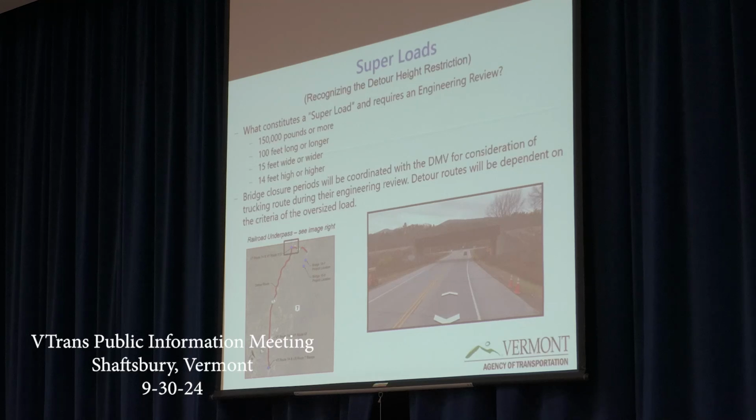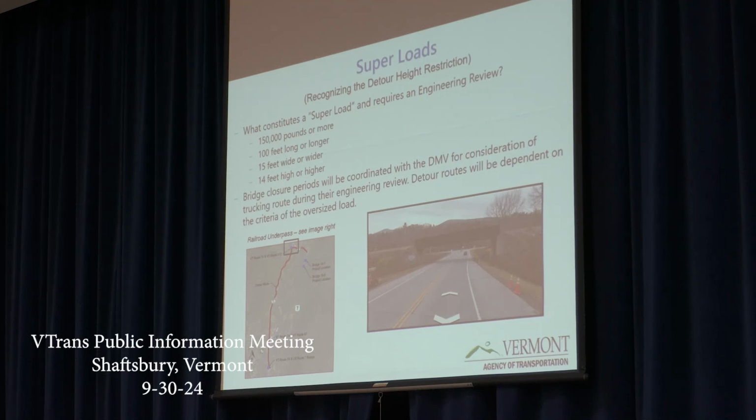So, superloads. We recognize that the US 7 corridor is utilized for a lot of large south to north movements of large vehicles. What constitutes a superload? 150,000 pounds or more, 100 feet or longer, 15 feet wide or wider, 14 feet high or higher. These loads require a permit and engineering review to determine what routes they will be using.